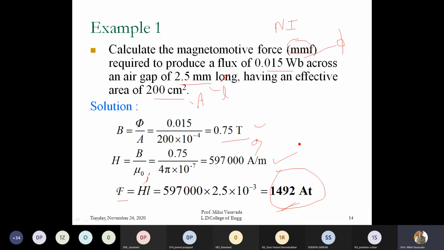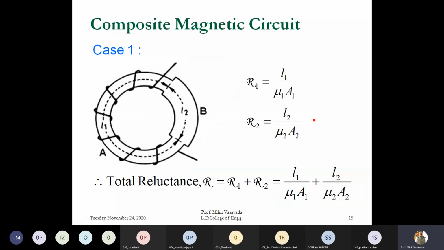Clear? So this type of small numericals related to magnetic circuit you should be able to solve. We'll move to the next topic. This is a composite magnetic circuit.